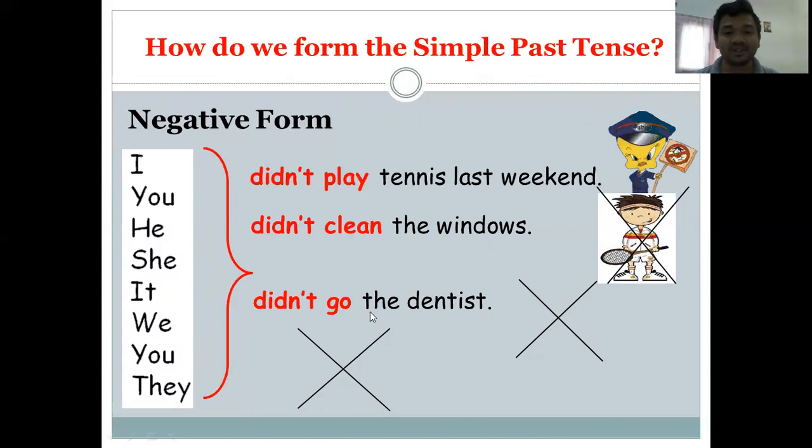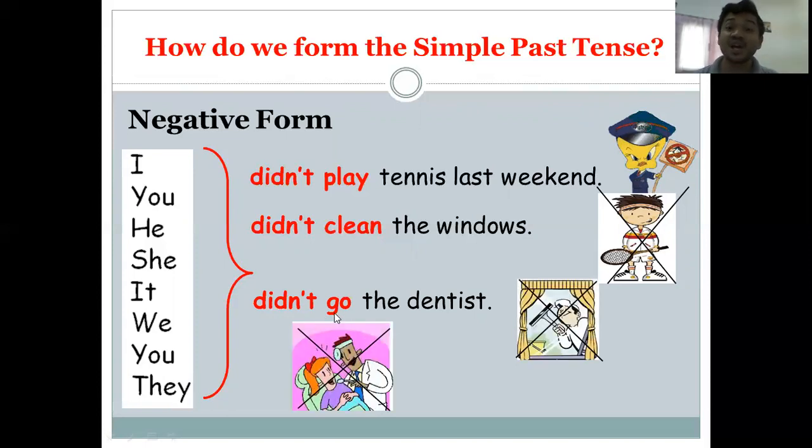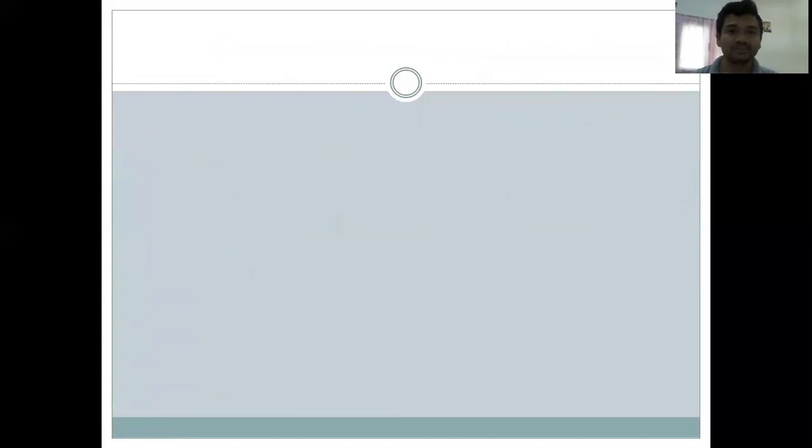We didn't go to the dentist. You didn't go to the dentist. They didn't go to the dentist. So subject, and didn't to make it negative. And after the word didn't, once again, we have to use the simple present form. Please always remember that.